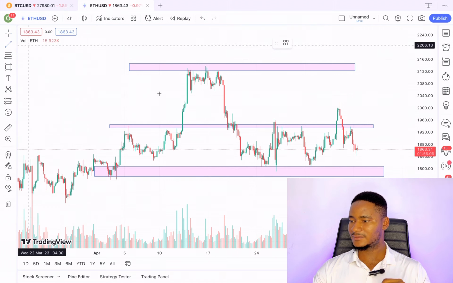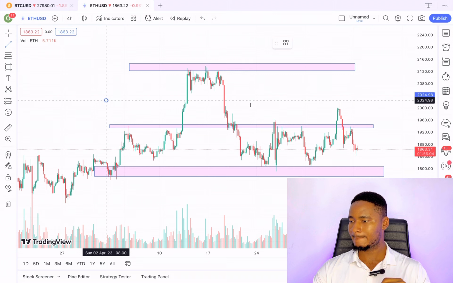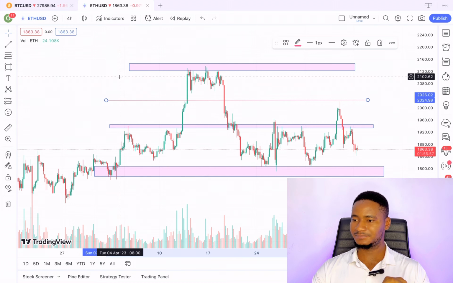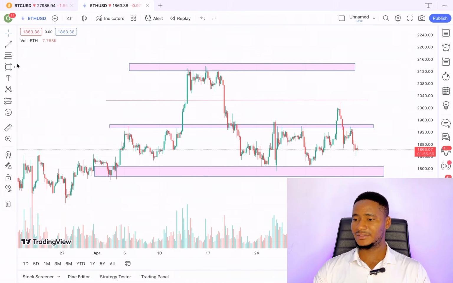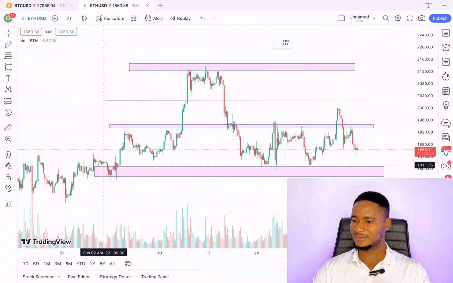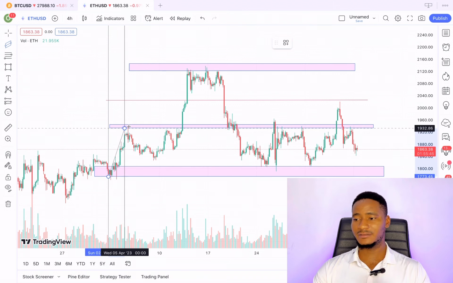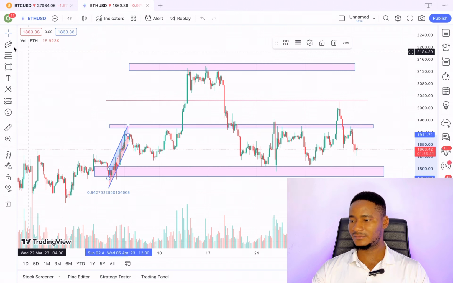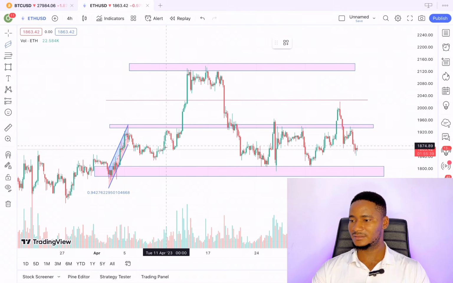You can take note of these points as well. Okay, now that we've done this, go to the regression tool or the regression trend. I'm going to mark this trend. I can see from this support to the resistance. I can also mark another from this support to this resistance.